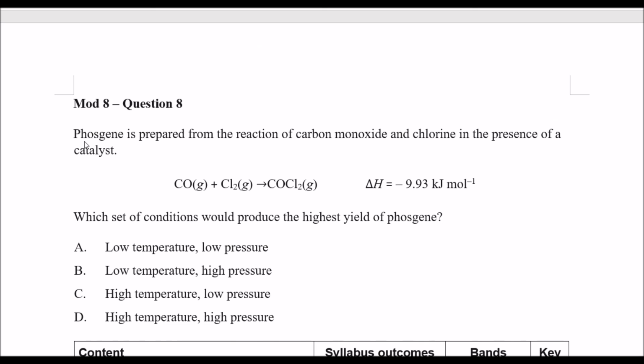Question 8 says where phosgene is prepared from the reaction of carbon monoxide and chlorine in the presence of a catalyst. This is an exothermic reaction, as delta H is negative. Which set of conditions would produce the highest yields? As this reaction is exothermic, heat will be produced on this side. If we decrease the amount of heat, that's going to drive the reaction to the forward side. So we want a low temperature.